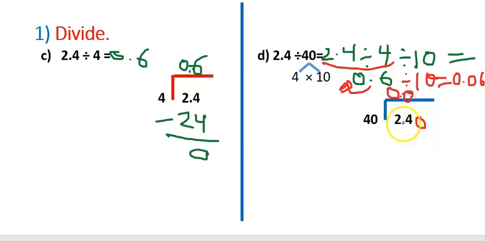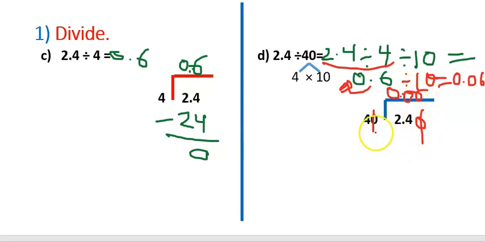Now I have 240. So how many times does 40 go into 240? I have a 0 and a 0. I'm not counting the 0. So how many times does 4 go into 24? I will hide this number, and I will hide this number too. So now how many times does 4 go into 24? And I know it's 6.